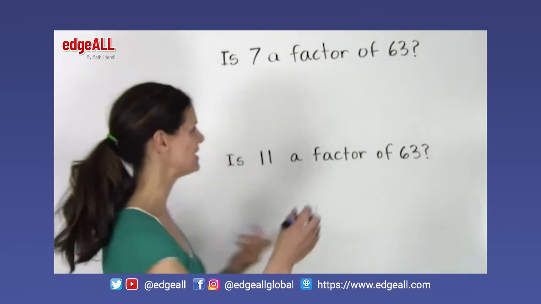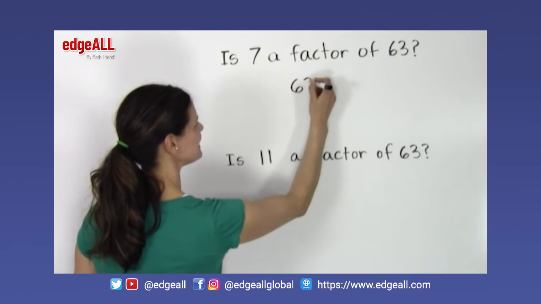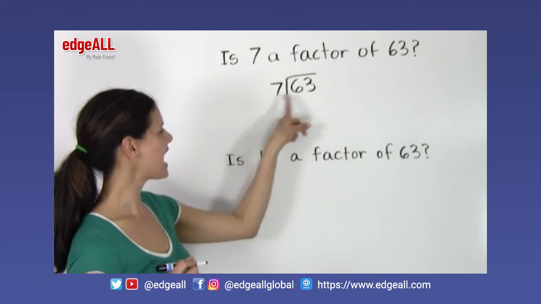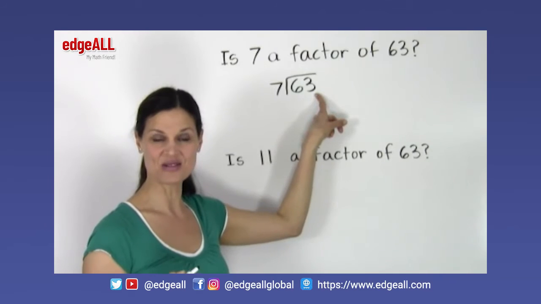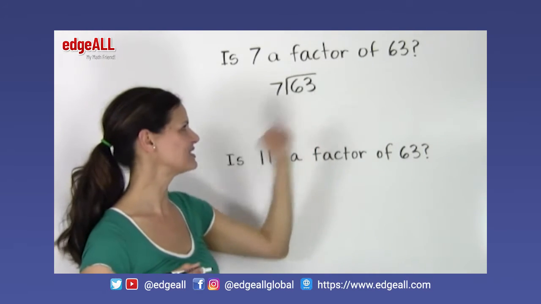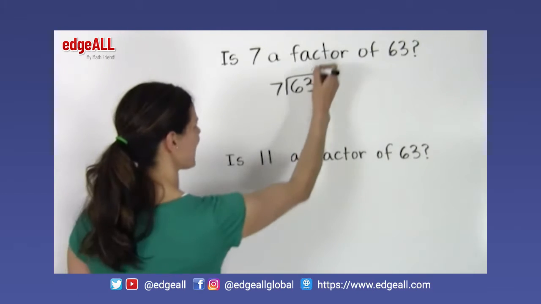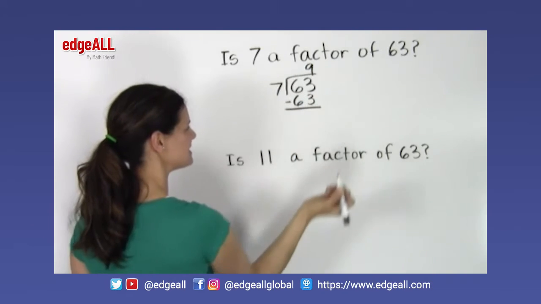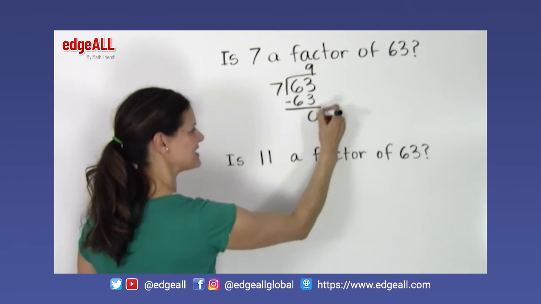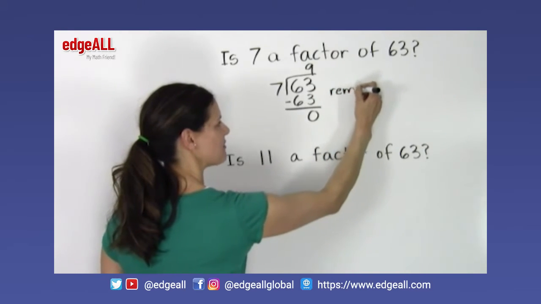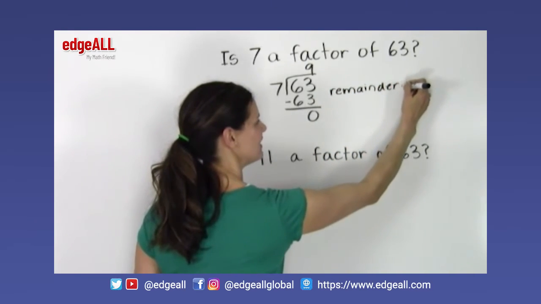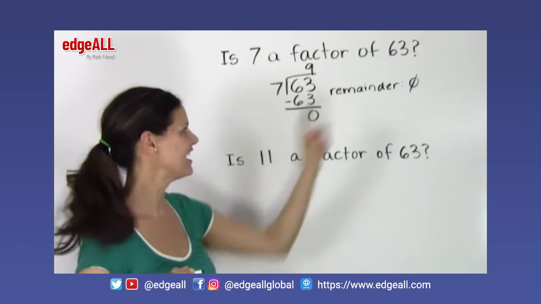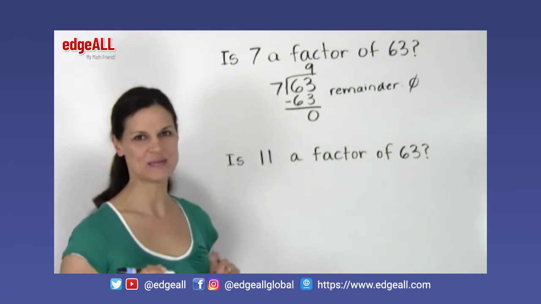So let's look at what happens when we divide 63 by 7. So 7 times what number is equal to or less than 63? How close can I get to 63? Well, 7 times 9. And 7 times 9 equals 63. So when I subtract 63 from 63, I get 0, which tells me that I have a remainder of 0. And that tells me that 7 is a factor of 63 using the divisibility test.